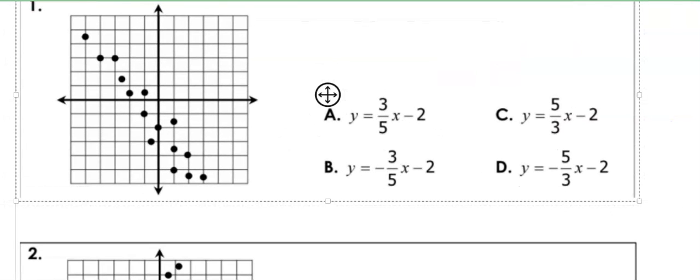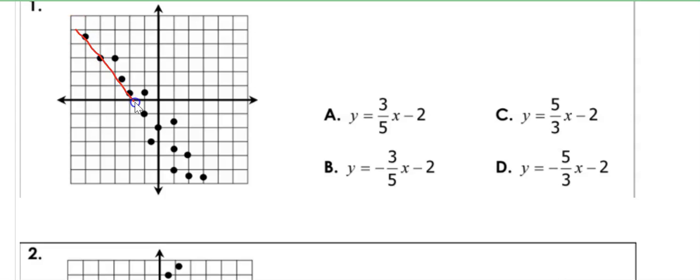So if I look here at my options, from all of these to look at, I have a y-intercept of negative 2, which I feel like is a pretty good bet here. If I drew in a line of best fit, it would be approximately there. So I need to look. I can see that my trend is going down, so I know that my slope needs to be negative, which means A and C are out of the question. And from here, I want to find my slope. Is it going to be negative 3/5 or negative 5/3?